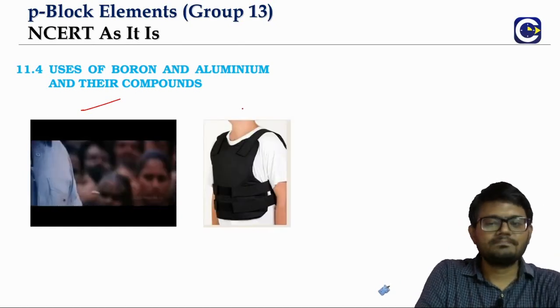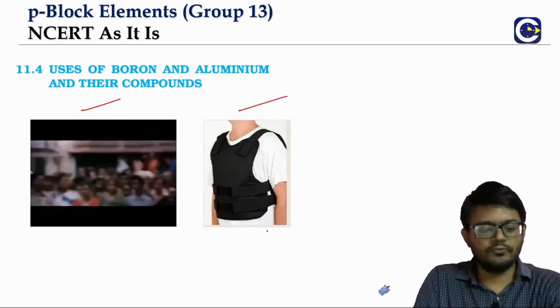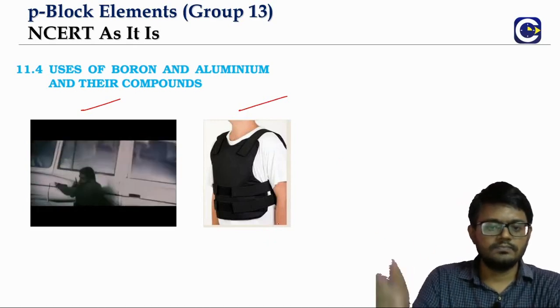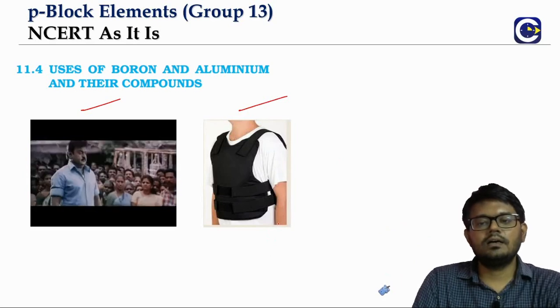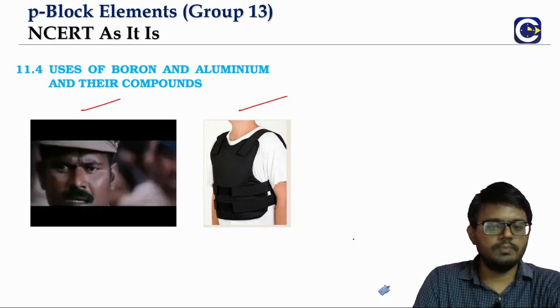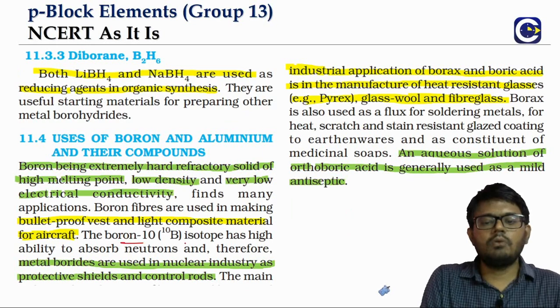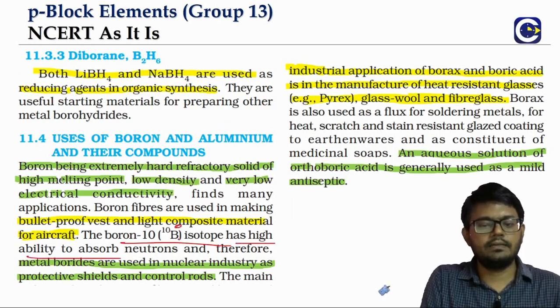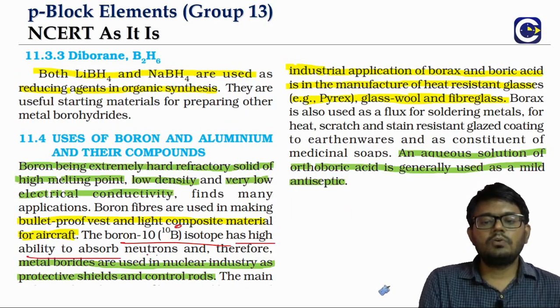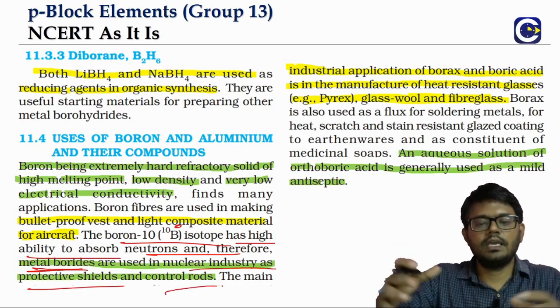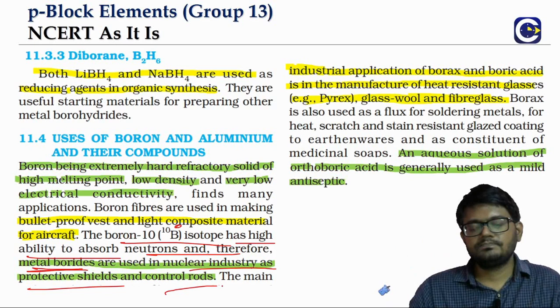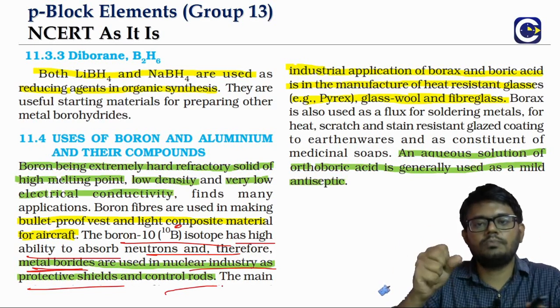So we will be required to have a bulletproof vest whenever we are getting into a war zone or where there are tensions, and for making these, boron compounds will be used. Even boron, as we discussed with isotopes: the boron-10 isotope can absorb neutrons, and thereby metal borides will be used in the nuclear industry as controlling rods. Control rods are basically to absorb these neutrons.